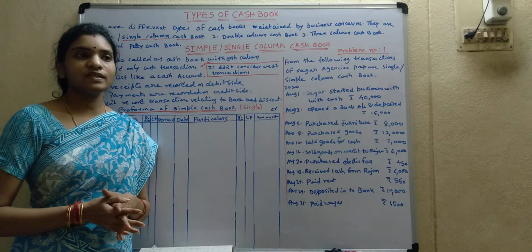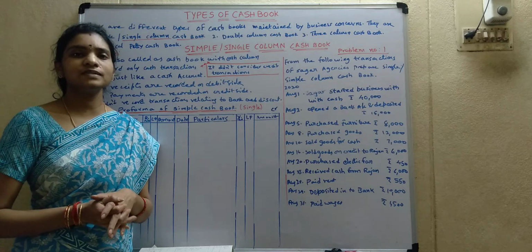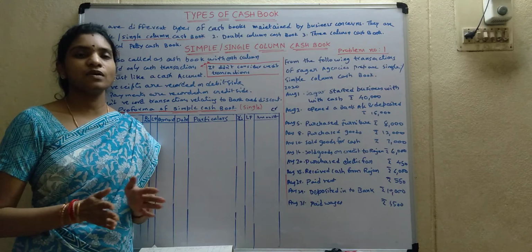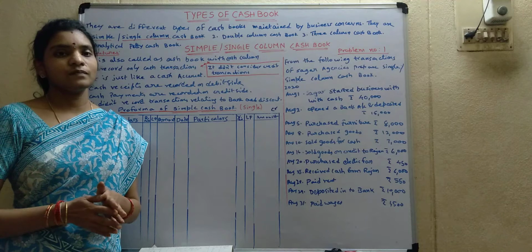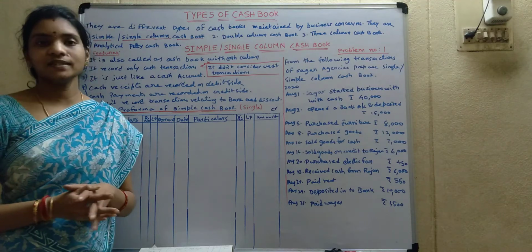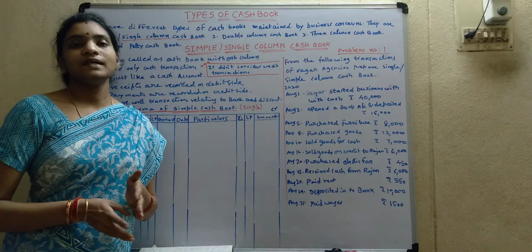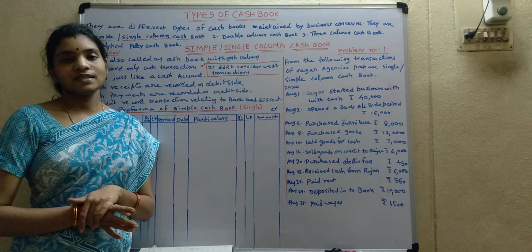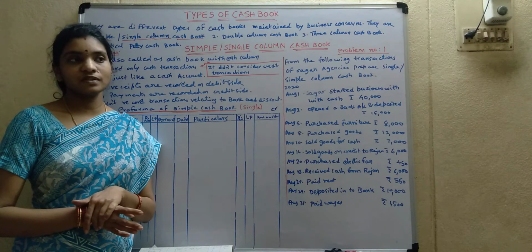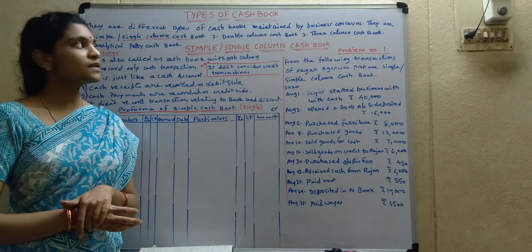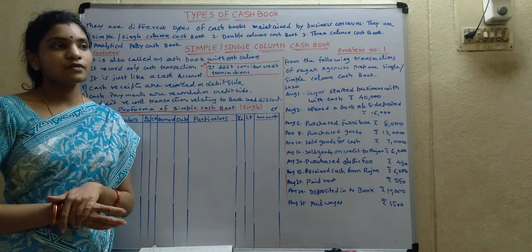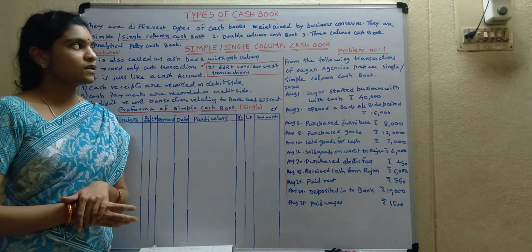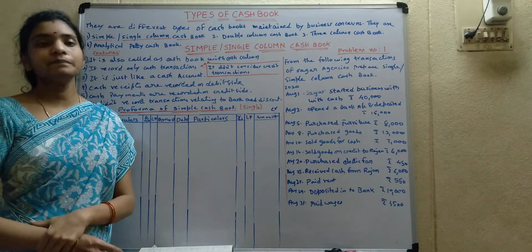For example, if it is a sole proprietorship concern, they need only a single column cash book. That is, only a cash column cash book is sufficient for them. Whenever you come to big concerns, they need a bank column and a discount column like that. So based on their needs, different business concerns maintain different types of cash books, in order to fulfill their needs. Okay?